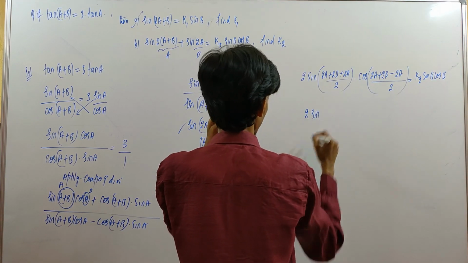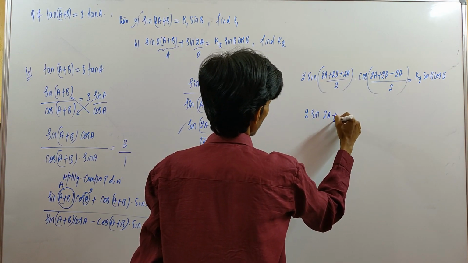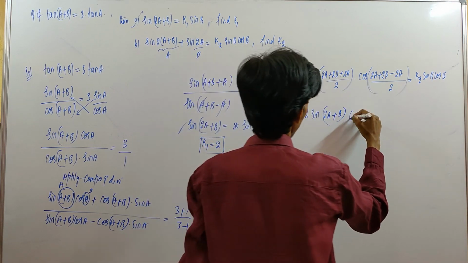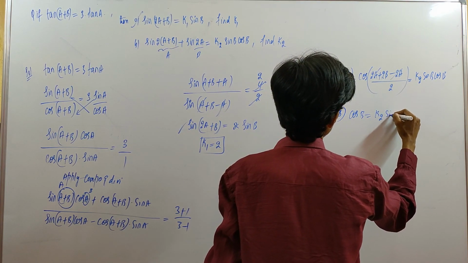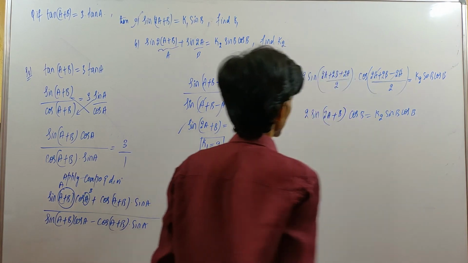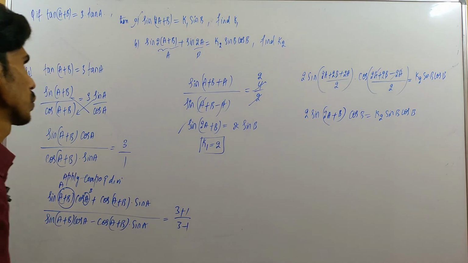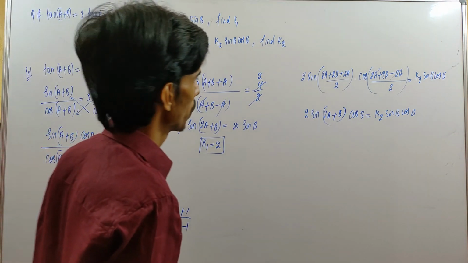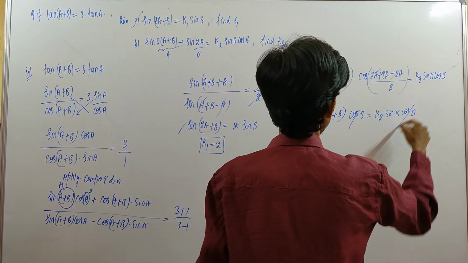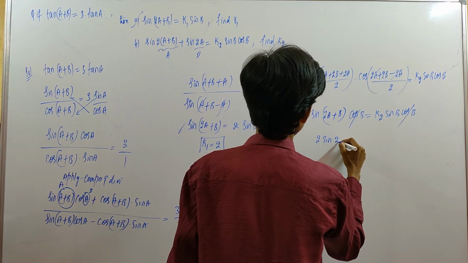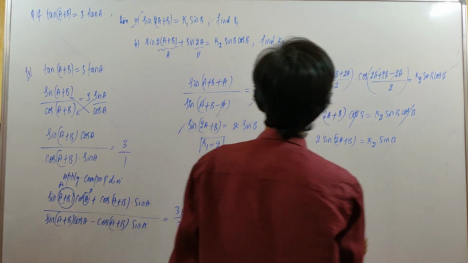It will become 2 sin: 2a plus 2a is 4a, 4a by 2 is 2a plus b. Here cos b is equal to k2 sin b cos b. Sin(2a plus b) into cos b is equal to this. This cos b and cos b will get cancelled. We have 2 sin(2a plus b) is equal to k2 sin b.